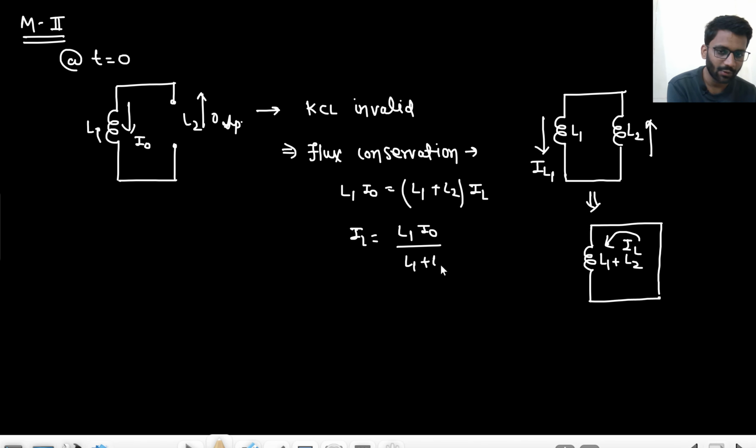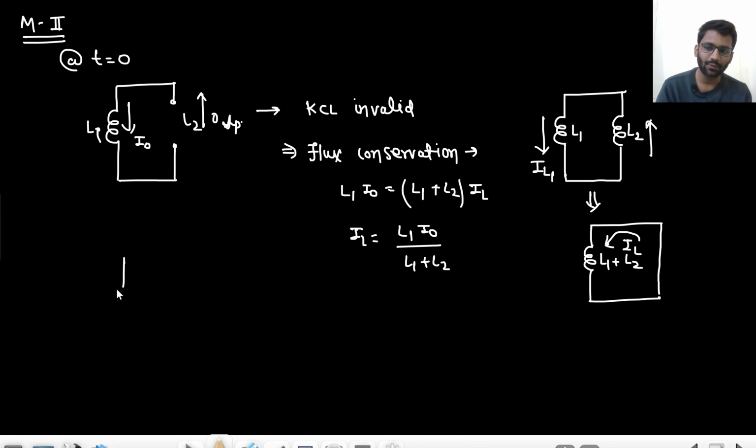Take your time and think about it, what I am saying. Initially, your current was in this direction, so your flux was like this, L1 I naught. Now there is some other current. I am not saying this IL is equal to IL1 or IL2. Forget about this. Initially the current was in this direction. Now the current that I am writing has to be in this direction as well.